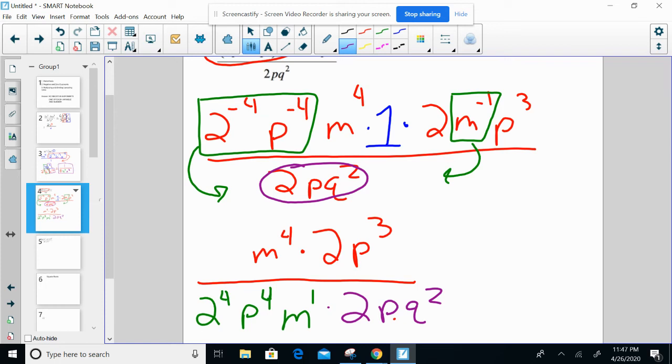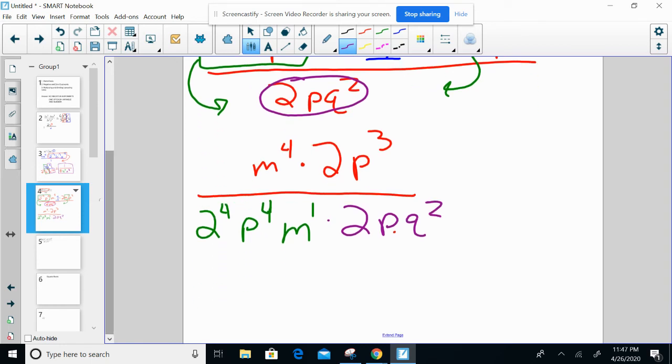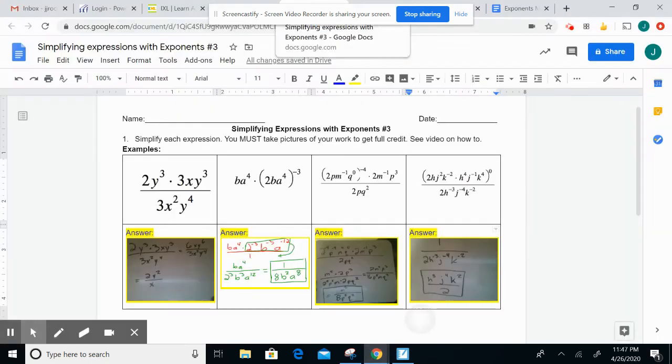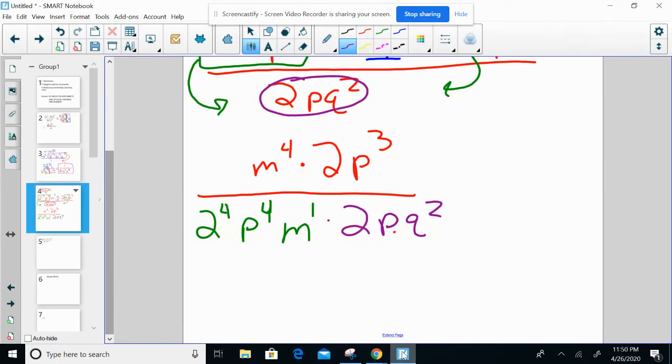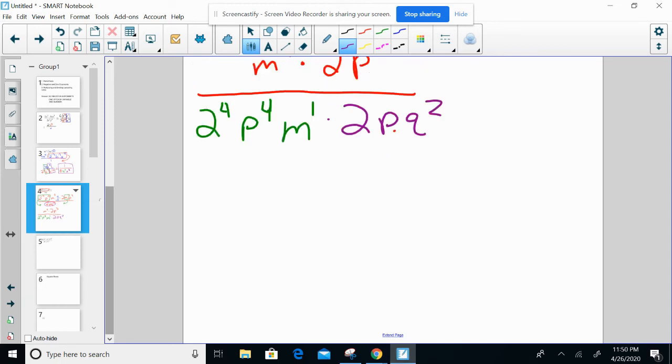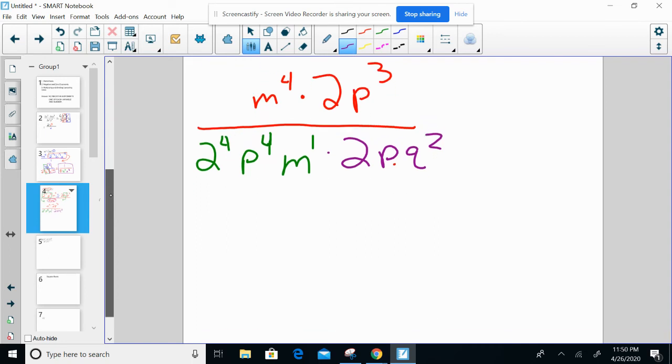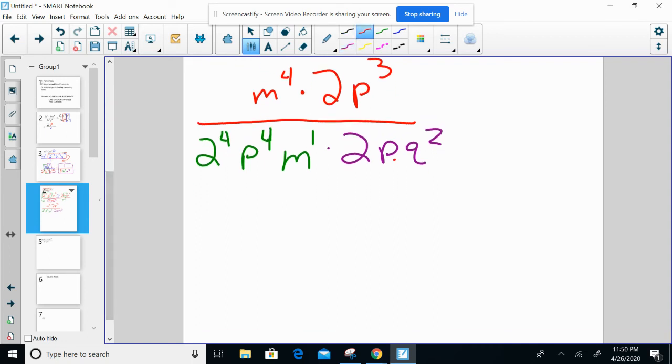All right. Actually, hold on a second. All right. So on the top, I'm just going to rearrange some stuff here. Put the 2 out front, M to the 4th, P to the 3rd.